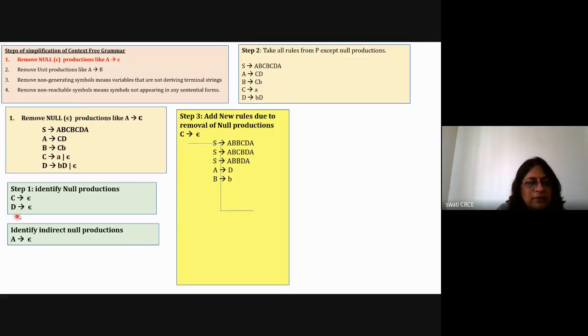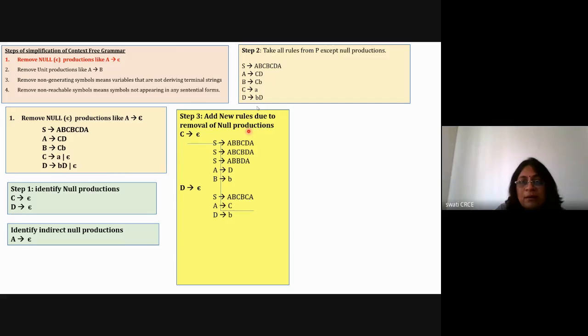Now take the next one, that is D is equal to epsilon. Start from the first rule of your language. So D is epsilon, so your S will become ABC, BCA. Then here D is epsilon, so A will become C. Then here there is no change, no change, and capital D will become small b. Okay, so now you go here.